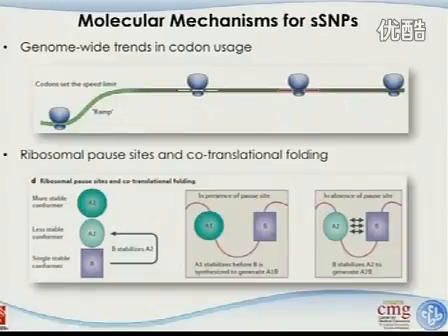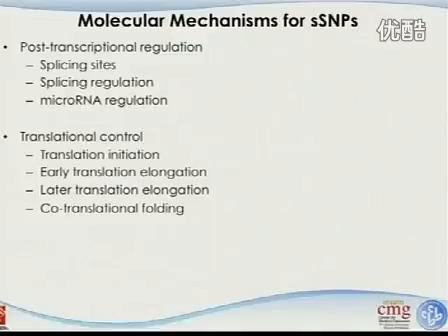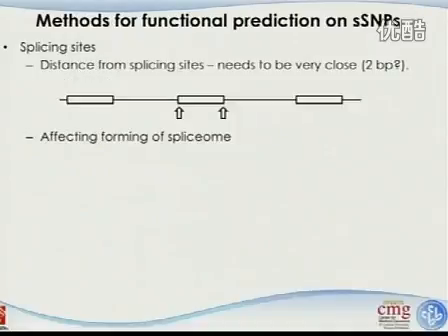Okay? So these are some of the mechanisms that challenge the traditional view of why only non-synonymous variations are the focus. Synonymous variations are not always silent mutations, and sometimes they are important. Okay? In general, synonymous variation has 3 different categories of molecular mechanism. The first one is it changes the way that post-transcriptional regulation occurs. This includes the splice site, splice regulation, and microRNA regulation, if the variation happens in the 3' UTR of the region. And the translational control, this includes translation initiation, early translational elongation, late translational elongation, and co-translational folding. And sometimes it changes the protein stability as well.